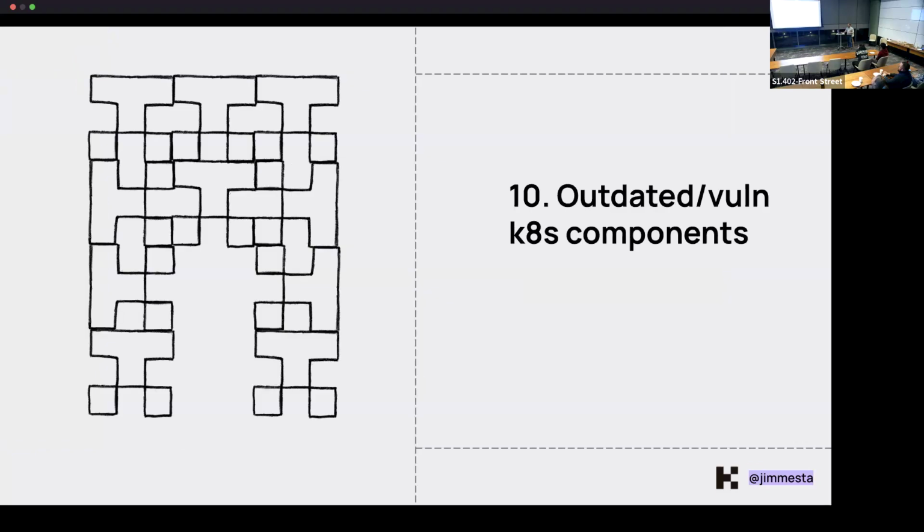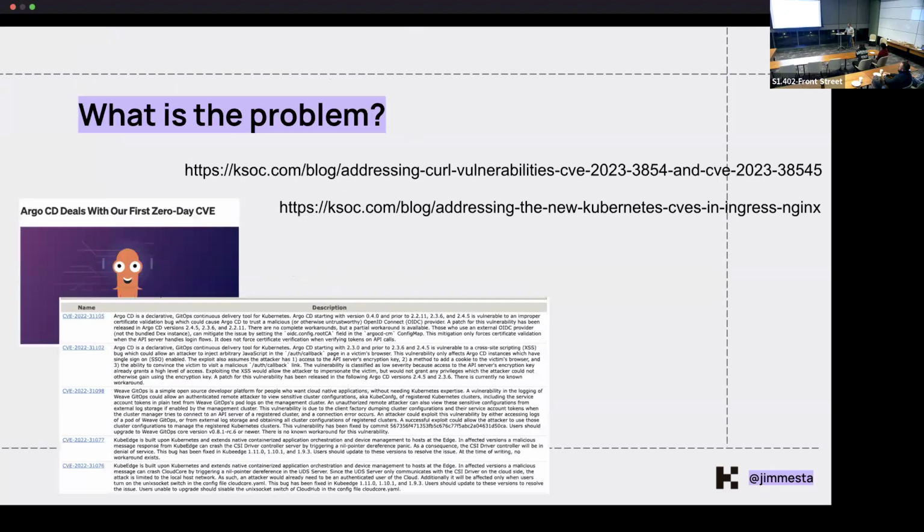Okay, number 10, the final one, outdated and vulnerable Kubernetes components. So we've seen more CVEs related to the Kubernetes ecosystem last year than I think any year combined doing this. And it's because the ecosystem is growing, right? Argo CD seems to be in the news the most for this.